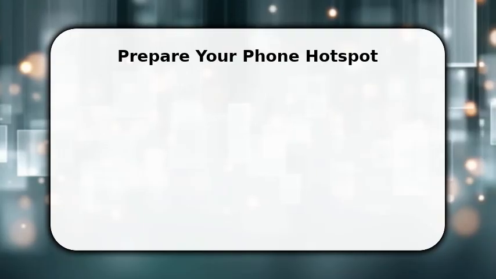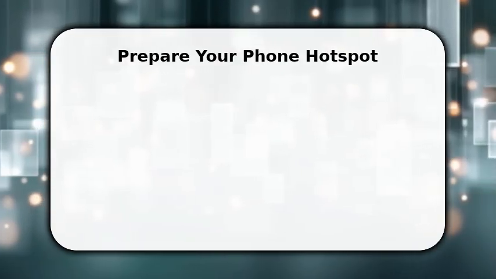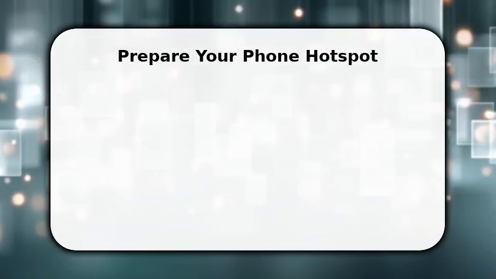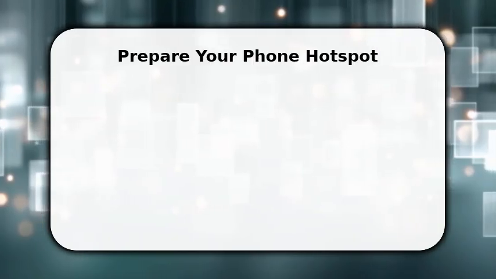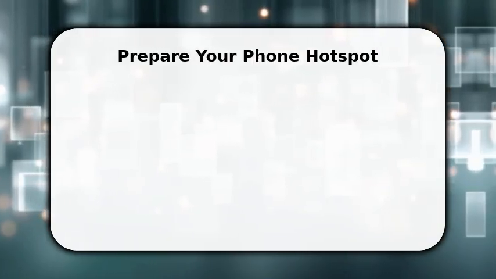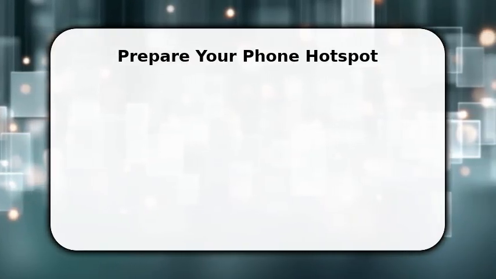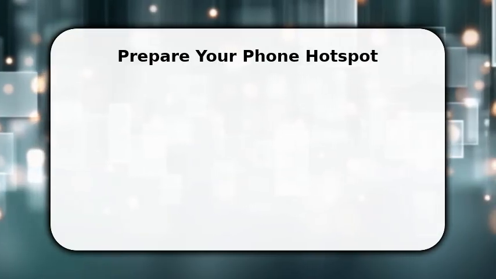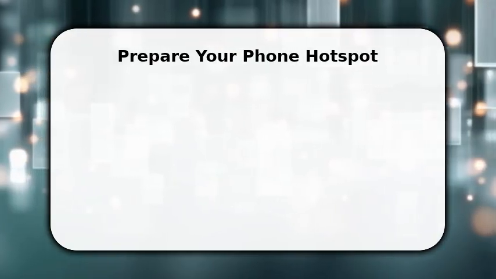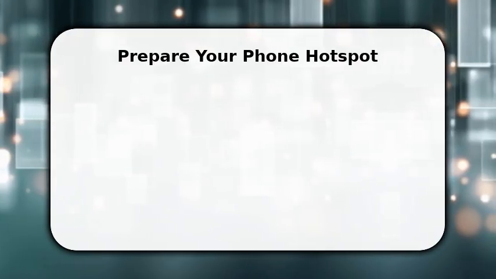Enable mobile data and turn on the Hotspot feature in your phone settings now. Confirm your cellular plan allows tethering and check for any data limits. Choose 2.4 GHz for better range or 5 GHz for faster local speeds if available. Name the hotspot clearly and set a WPA2 password with at least 8 characters for security.